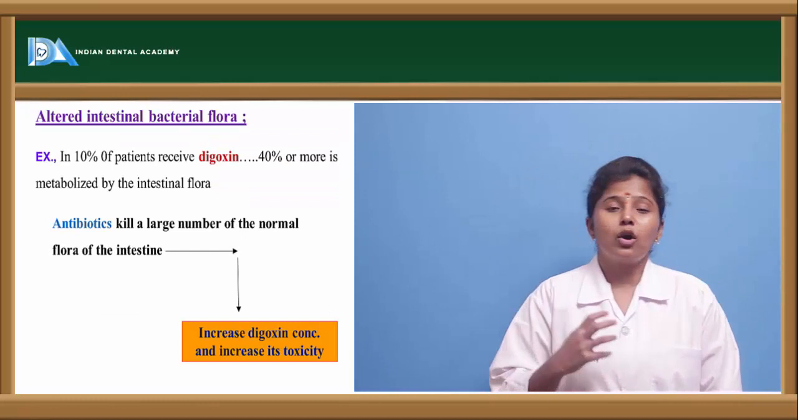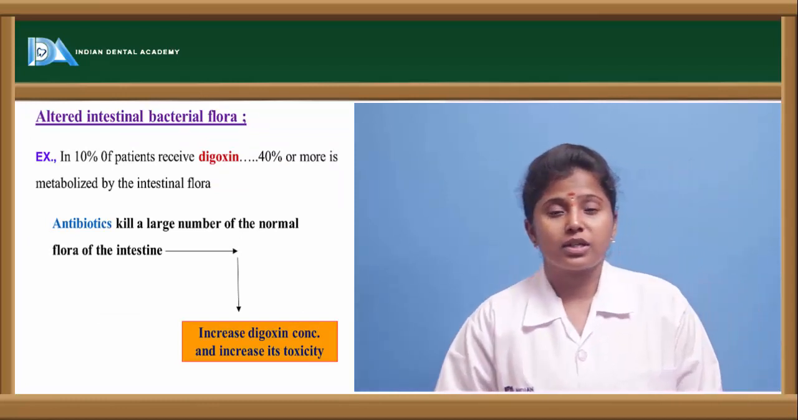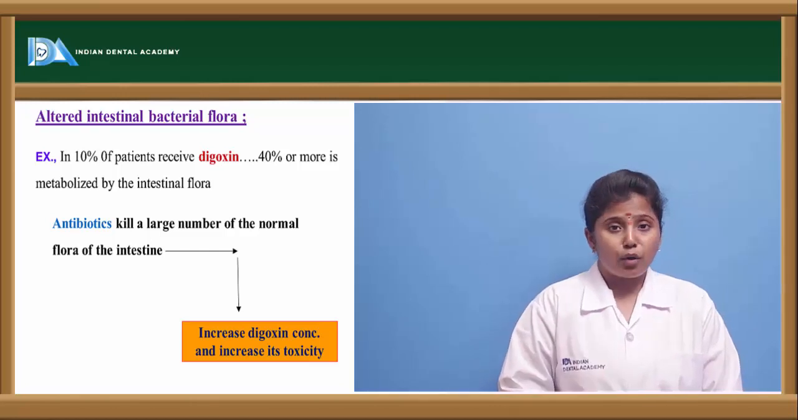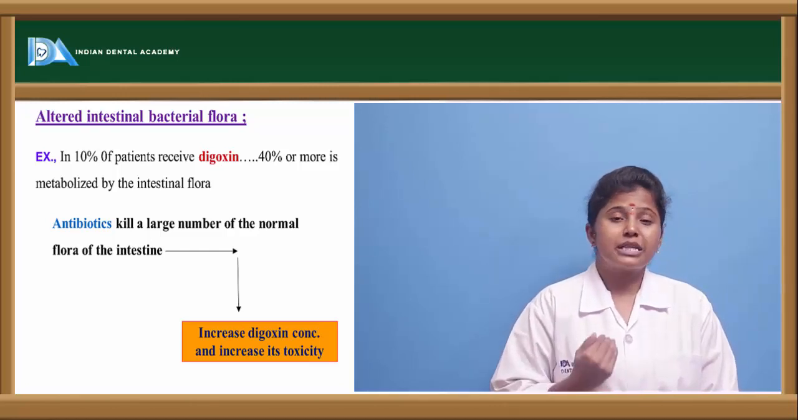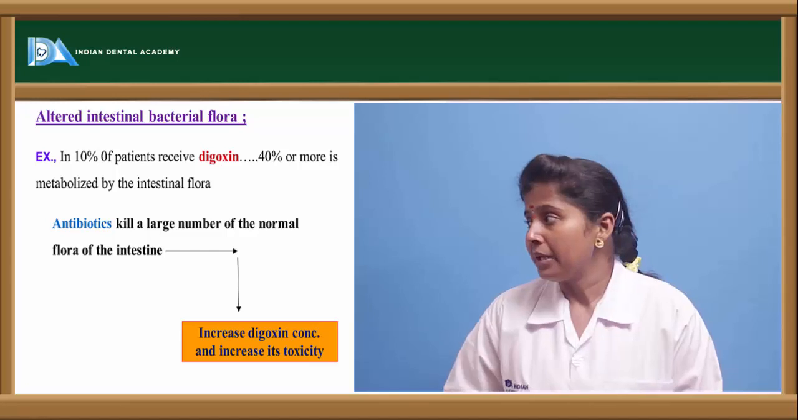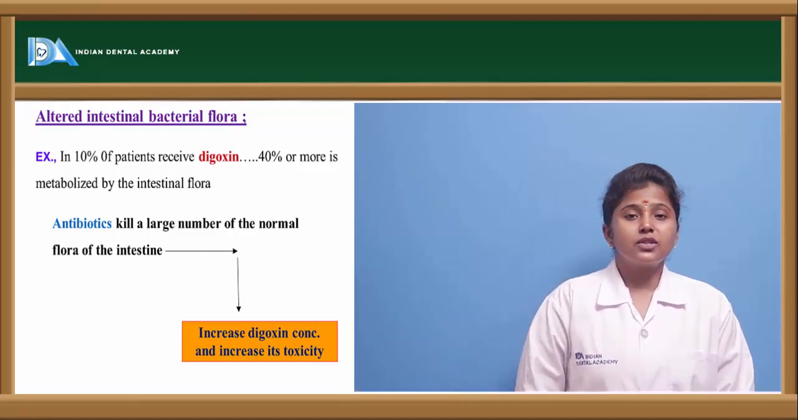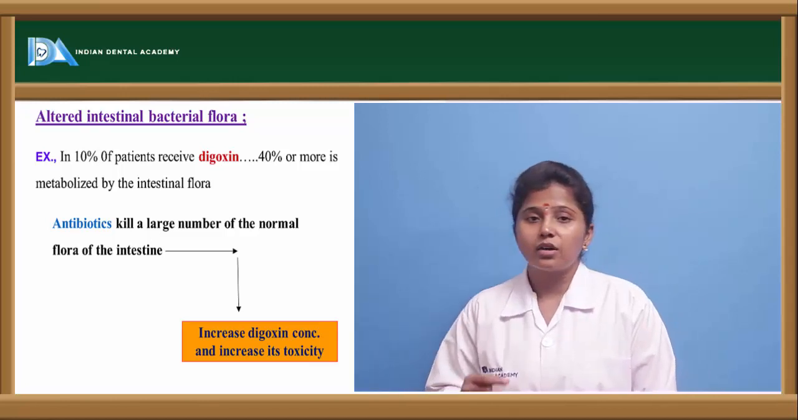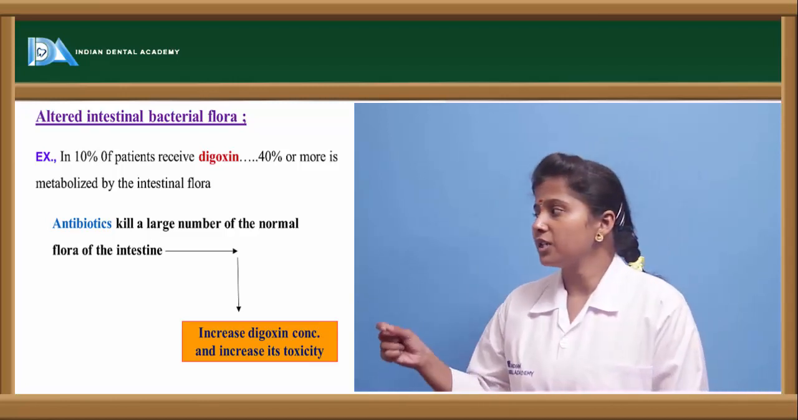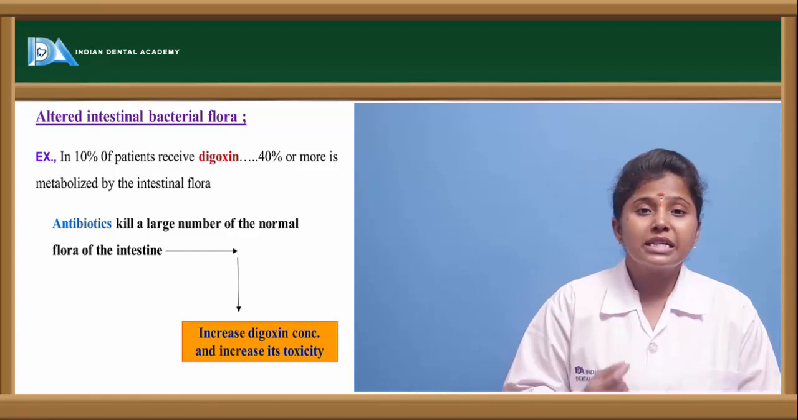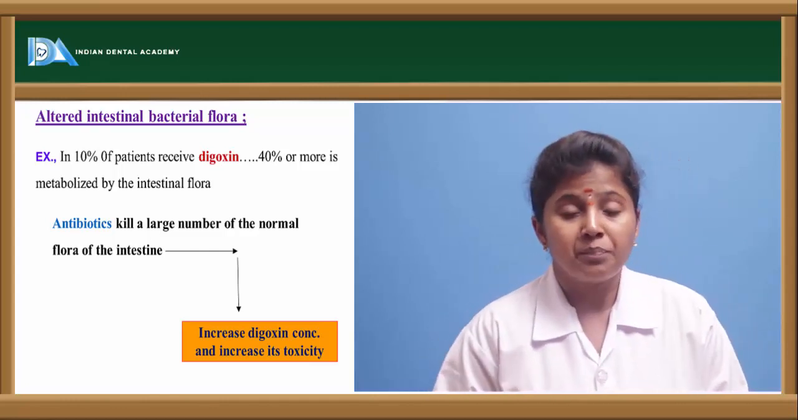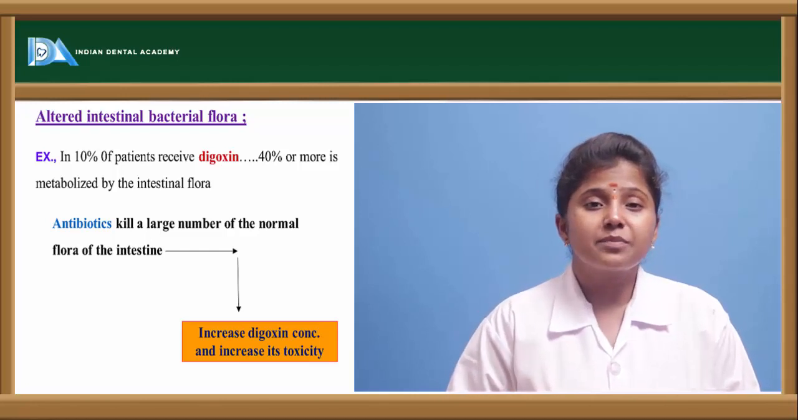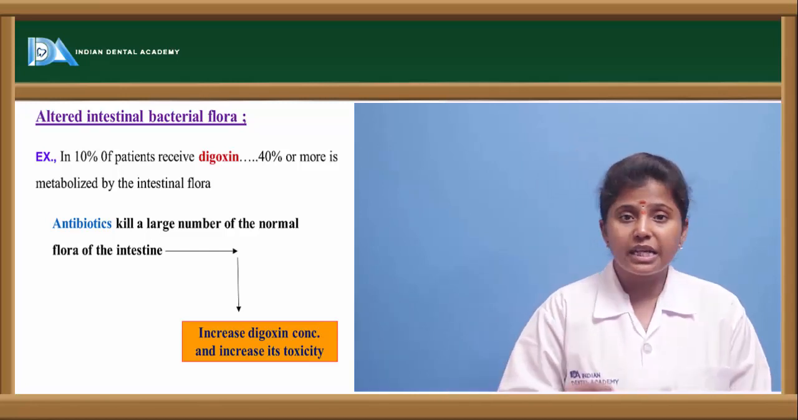So if we take altered intestinal bacterial flora, so intestine contains some bacteria which are very good for the body. They aid in the metabolic capacity, or they aid in the absorption of vitamin K. So here if we take digoxin, so digoxin is such a drug, 40% or more of digoxin is metabolized by the bacterial flora which is present in the intestine.